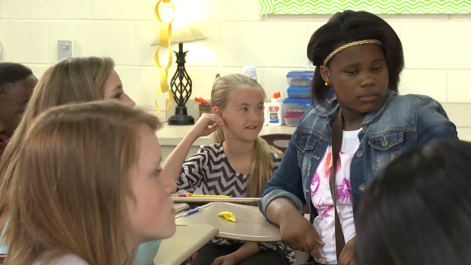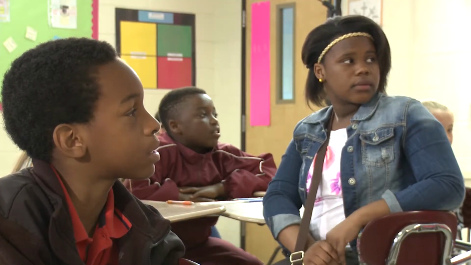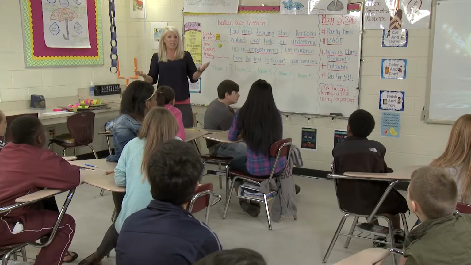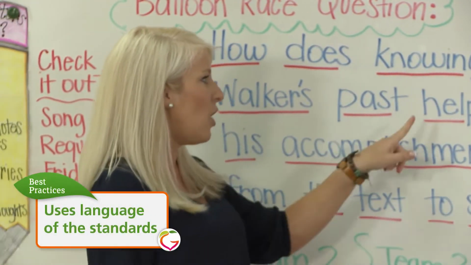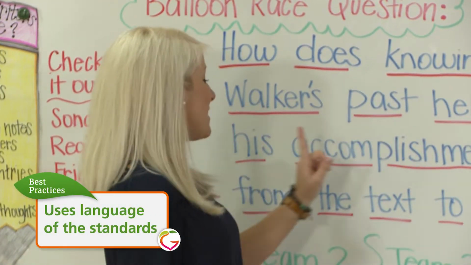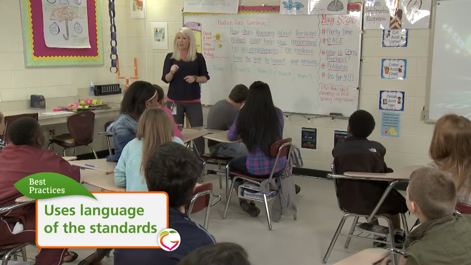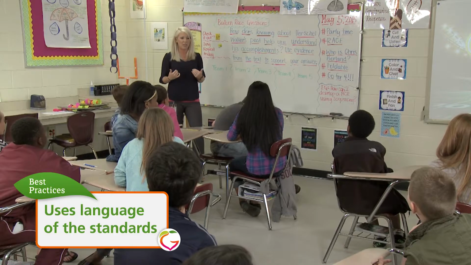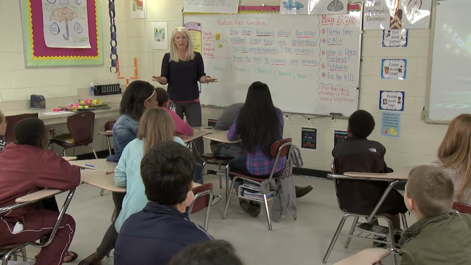All right, so after our R, we're going to move to the A. And what does A stand for? We're going to answer the question. And the question is, how does knowing about Herschel Walker's past help us understand his accomplishments? So within the text, you're going to have to go back and you're going to look. And Ms. Morris likes it when you start your sentence how? Do you have to write it only that way?